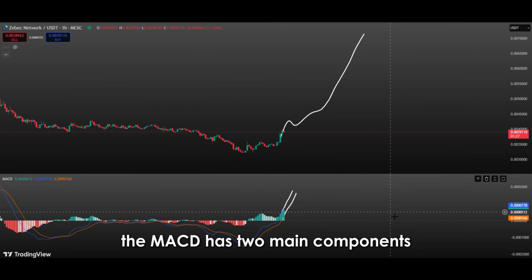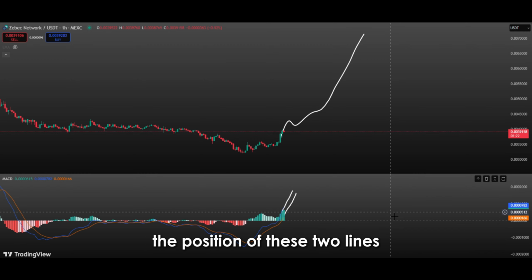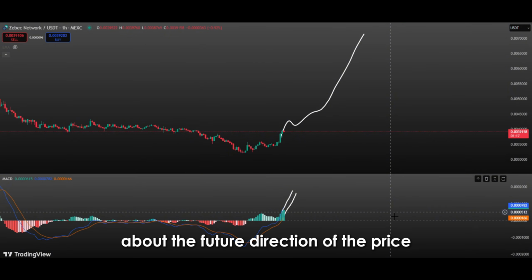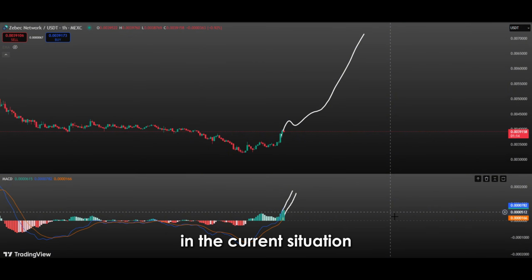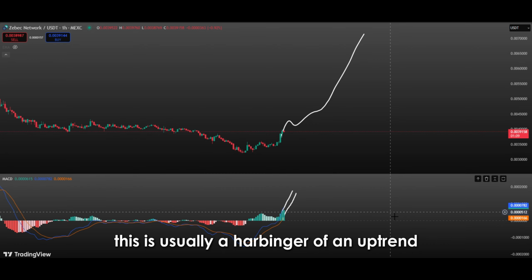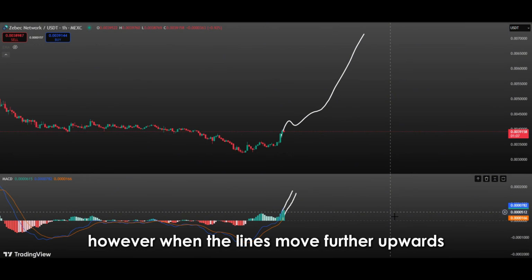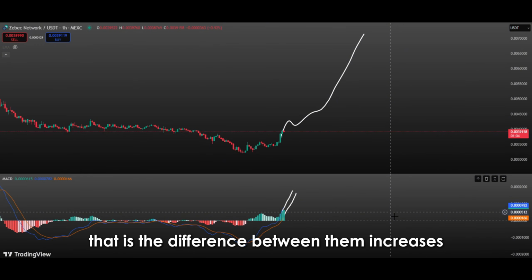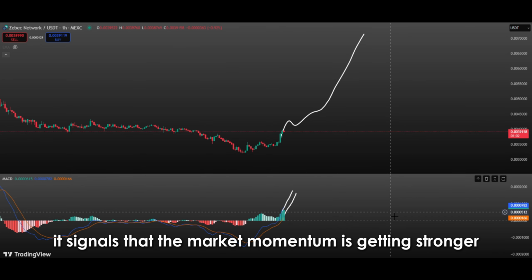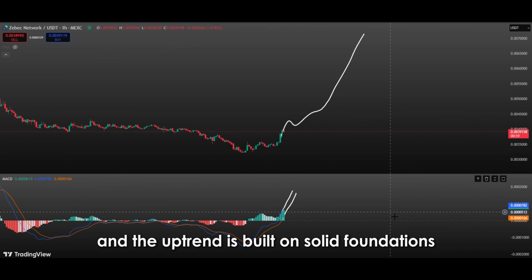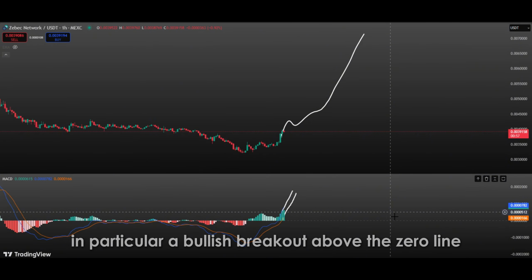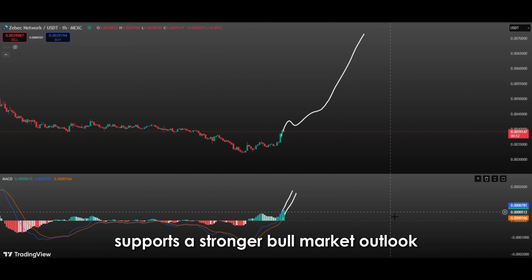The MACD has two main components, the MACD line and the signal line. The position of these two lines in relation to each other and the way they move give important clues about the future direction of the price. In the current situation, the MACD line is above the signal line and trending upwards. This is usually a harbinger of an uptrend. However, when the lines move further upwards, that is, the difference between them increases, it signals that the market momentum is getting stronger and the uptrend is built on solid foundations. In particular, a bullish breakout above the zero line supports a stronger bull market outlook.